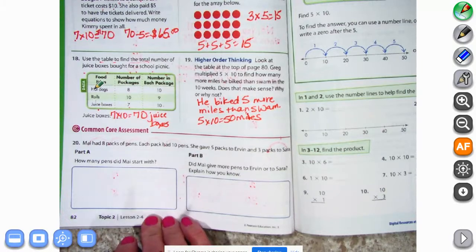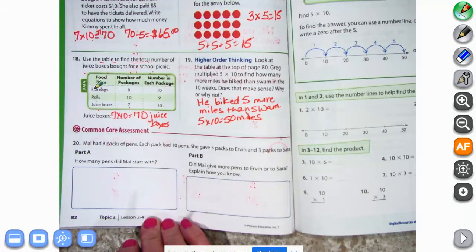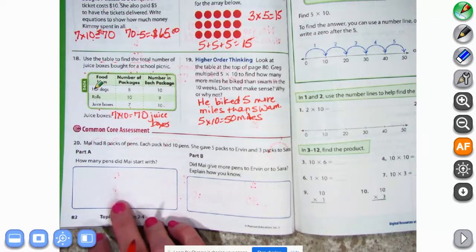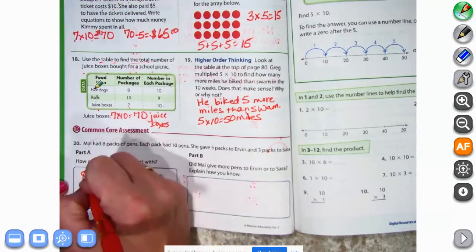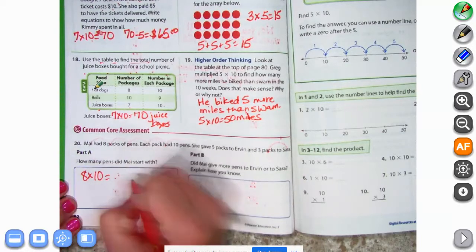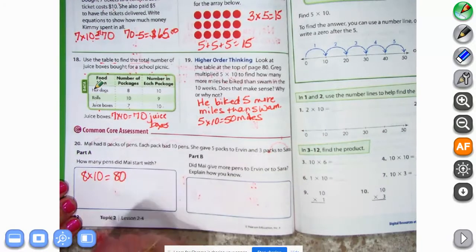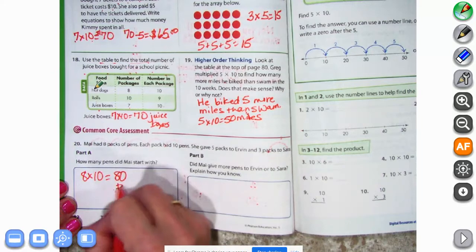Number 20. May had 8 packs of pens. Each pack had 10 pens. She gave 5 packs to Irving and 3 packs to Sarah. How many pens did May start with? She had 8 packs of 10, that makes 80 pens.